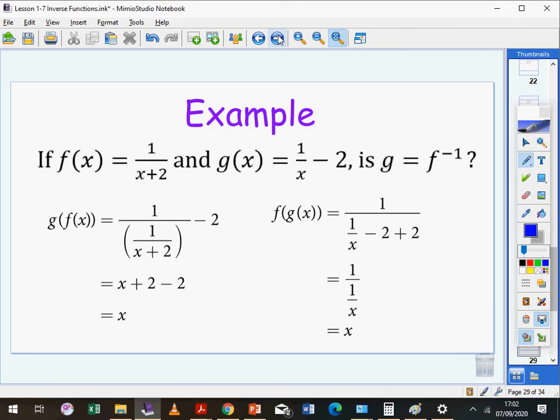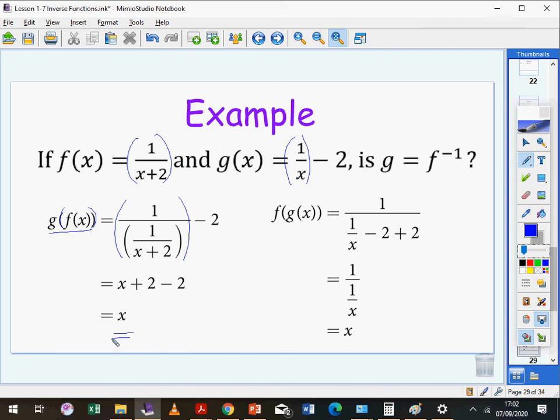So let's test this. If g of f of x, I will start with what's on the inside. That's f of x, which is right here. And then g of x says, take 1, divide it by x, which I have over here, and then subtract 2 from the answer. When you simplify that, you end up with x plus 2 minus 2, which is x.